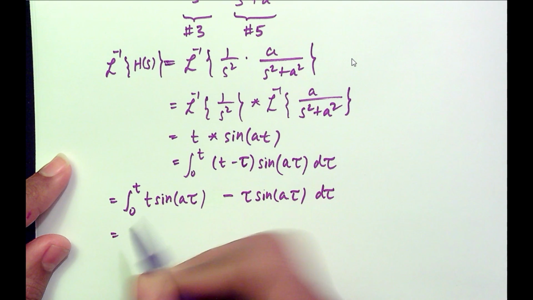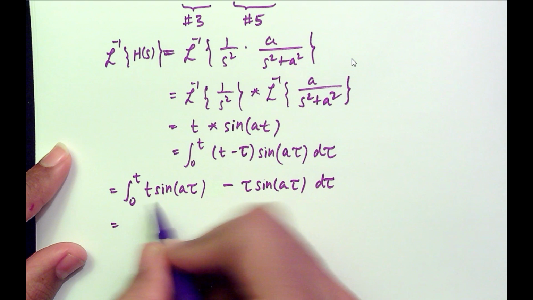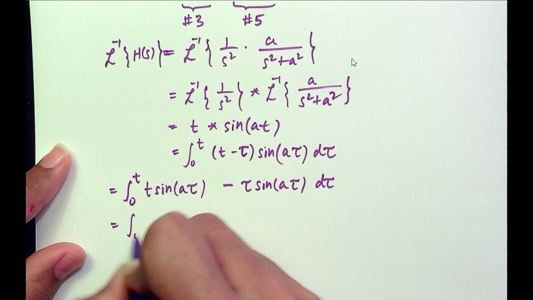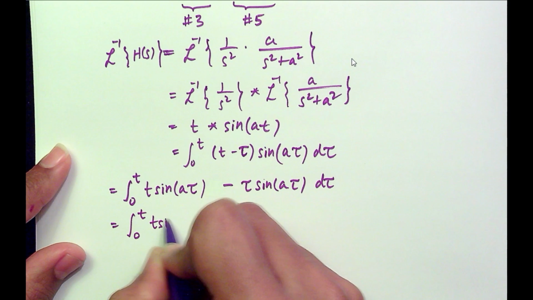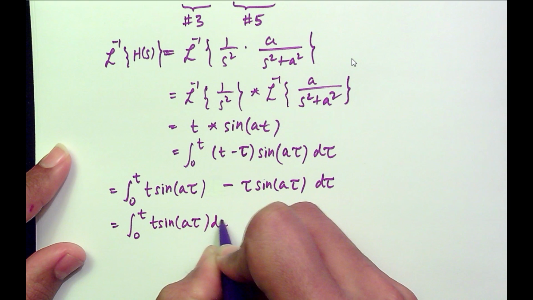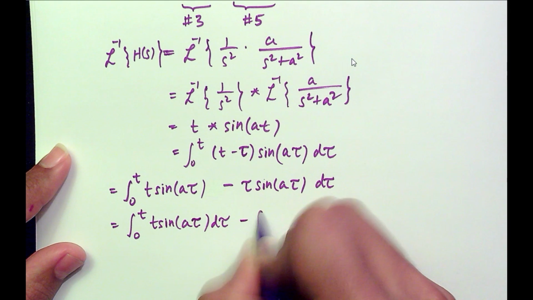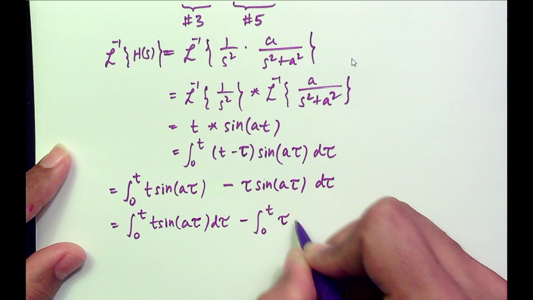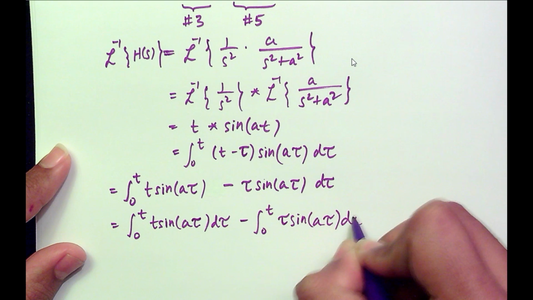And now, using the linearity property of the integral, the integral of the difference is the difference of the integrals. So this is the integral from 0 to t of t sine of a tau d tau minus the integral from 0 to t of tau sine of a tau d tau.